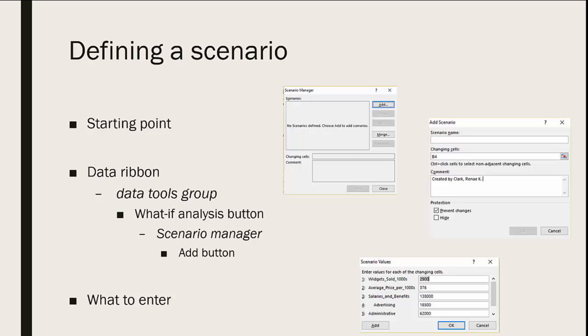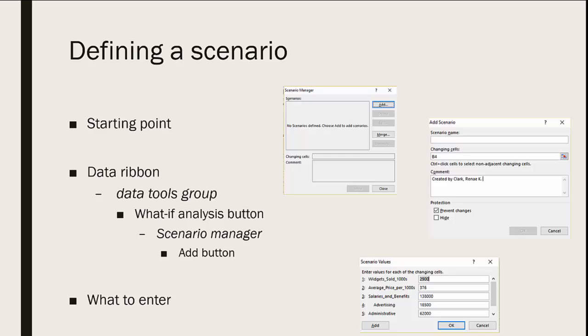So you start here by entering the values you want in each of the changing cells. So for this scenario, I have 2,900 widgets sold in thousands at an average price of 376, with salaries and benefits of 138,000, advertising expense of 18,500, and administrative costs of 62,000.